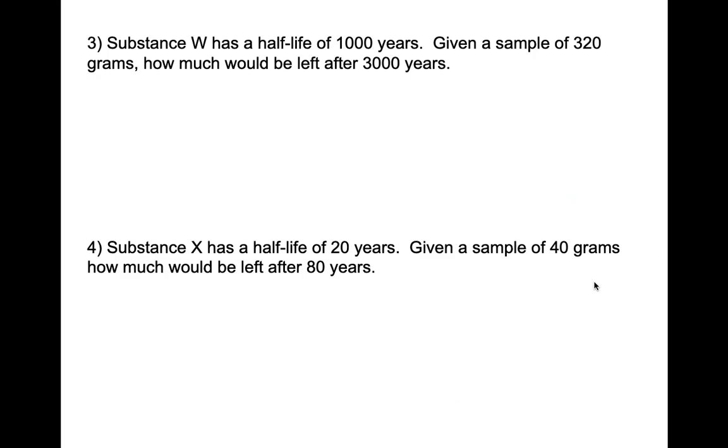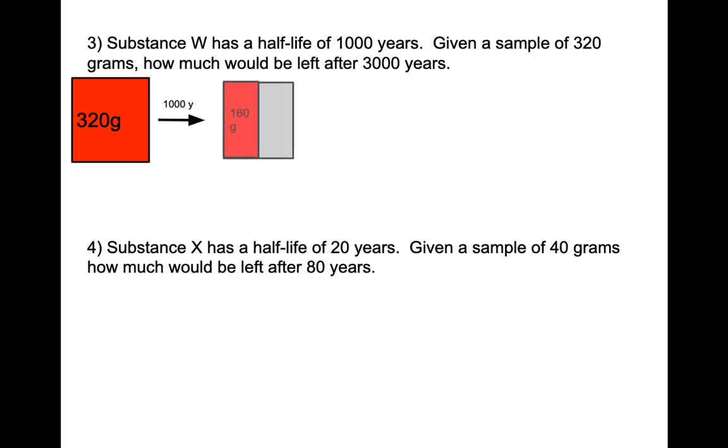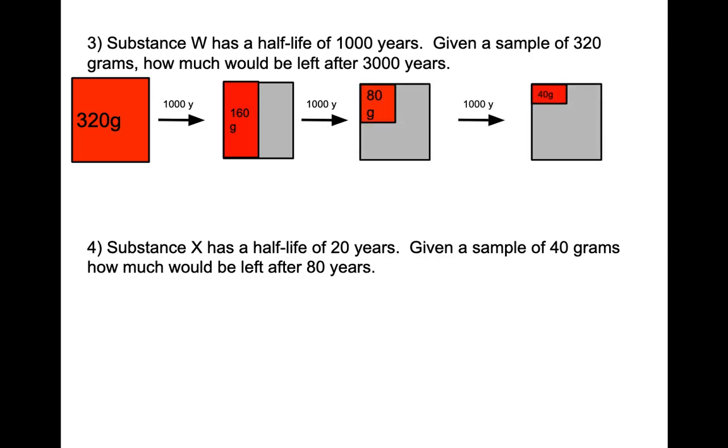Okay, some more problems. Again, if you'd pause the video, do this on your own, see if you got it correct. Substance W has a half-life of 1,000 years. Given a sample of 320 grams, how much would be left after 3,000 years? So we start with 320 grams. After 1 half-life, which we said was 1,000 years, we'd have 160 grams. After another 1,000 years, we'd have 80 grams. After another 1,000 years, there would be 40 grams.